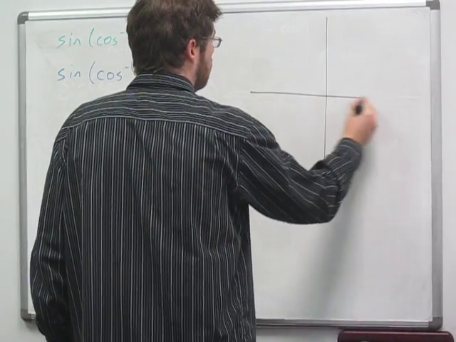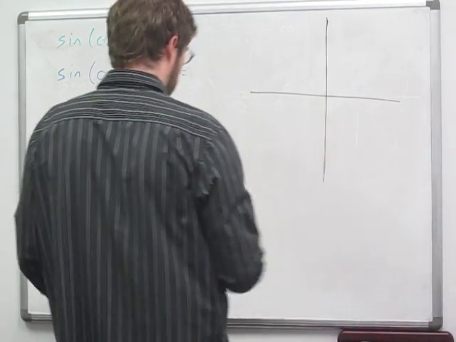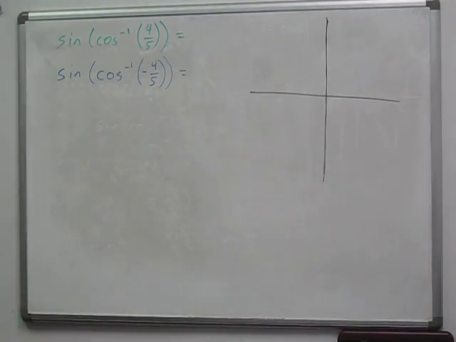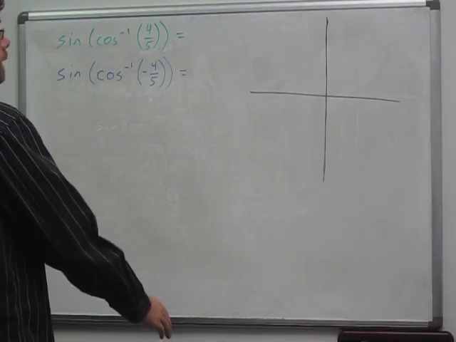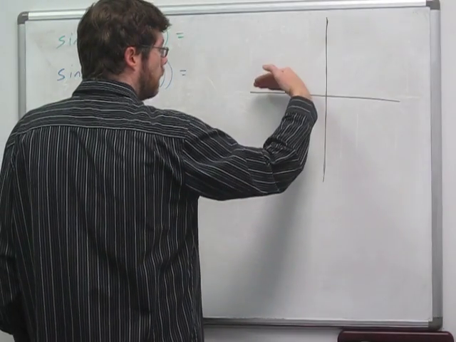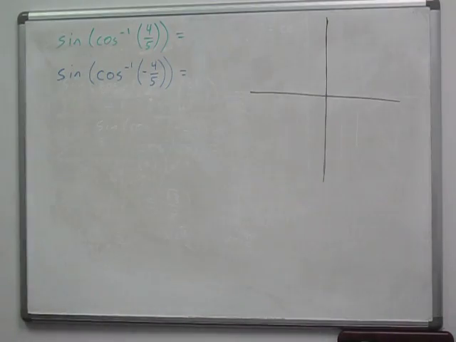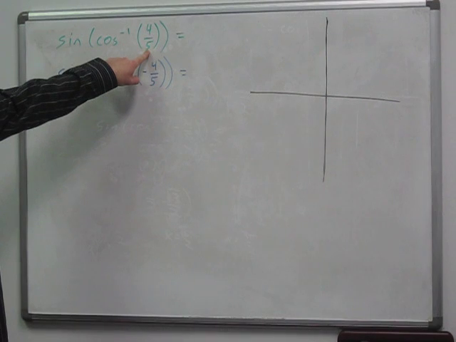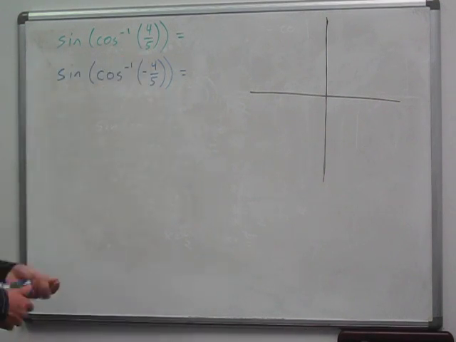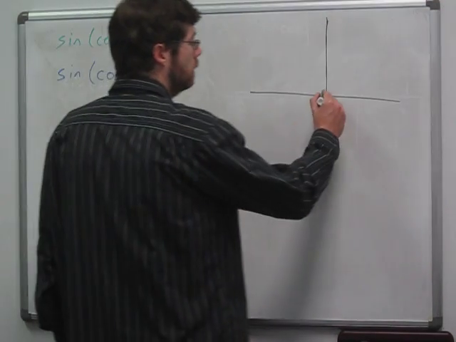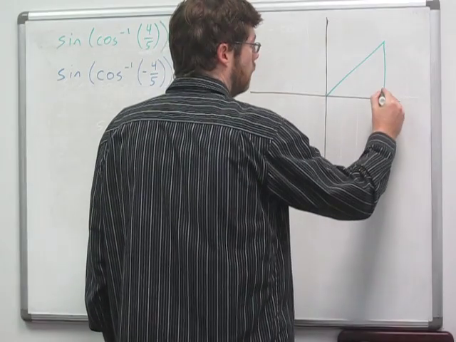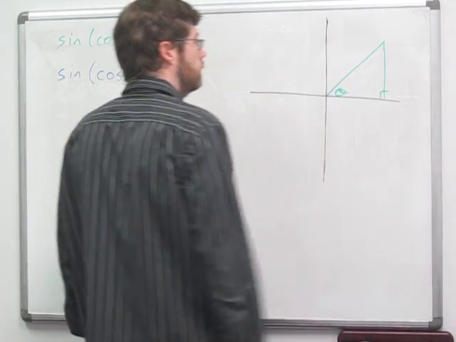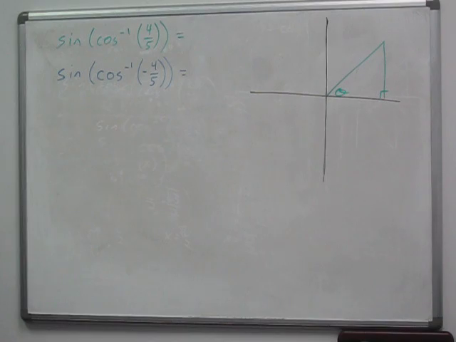So let's go ahead and draw the coordinate plane. Cosine inverse spits out an angle between 0 and pi. So I'm going to use a triangle somewhere in the upper half of the plane. And knowing that my cosine value is going to be a positive 4/5, I'm going to want to use a triangle in quadrant 1. So here is my reference triangle.